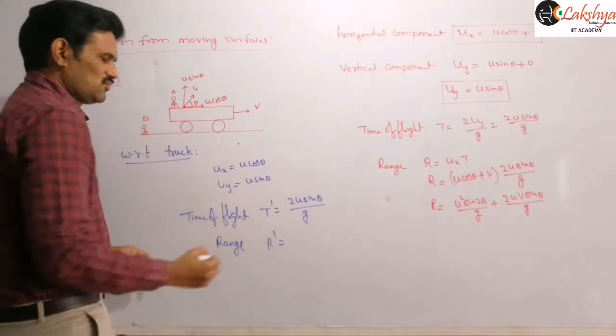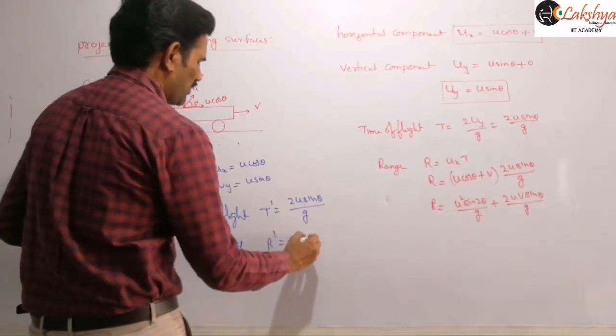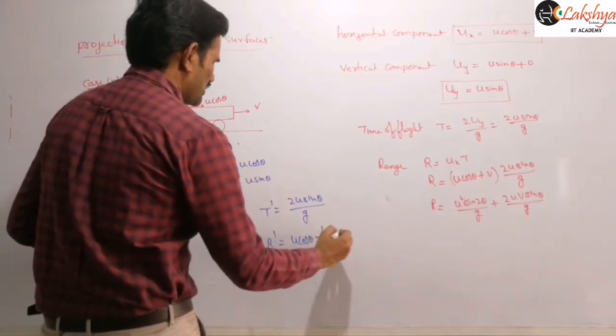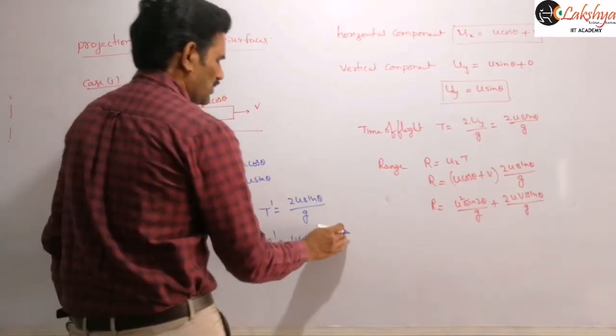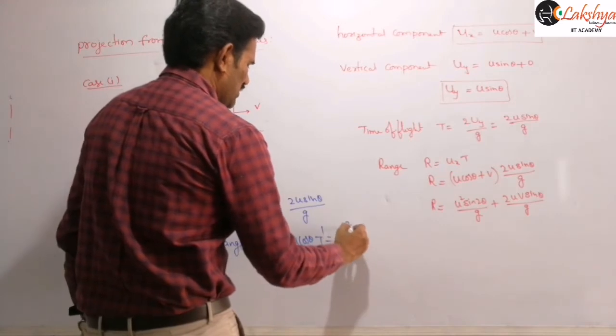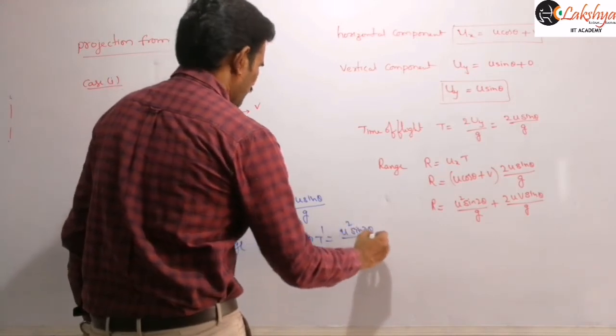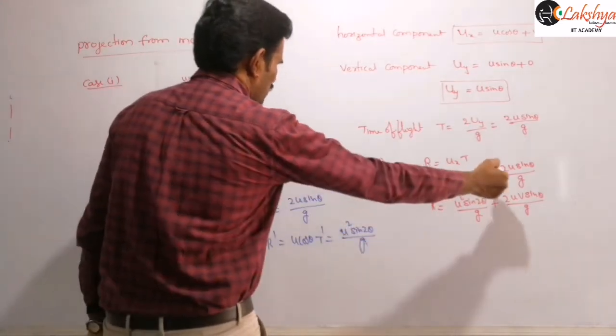Now the range value will be different here because the horizontal components are different. So I can write this as u square sin 2 theta by g. So this term is not there here, right?